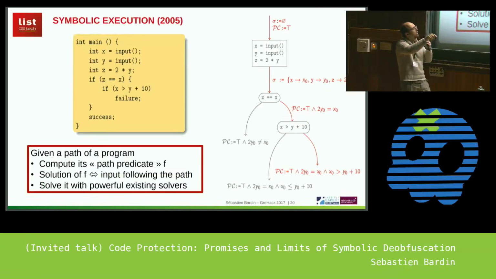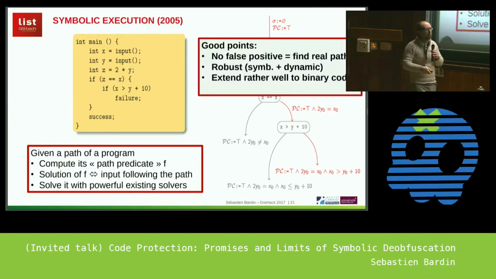And if you had some assignment, you would update that, and so on. So it's quite easy. You just follow the flow. And then you can get everything. So obviously, you have some difficulties here and there, but this is the rough idea. So the good point is you don't have any false positive. If your technique tells you this is an input to reach this point by following this path, if you don't have any bug in your implementation, then it reaches the point.